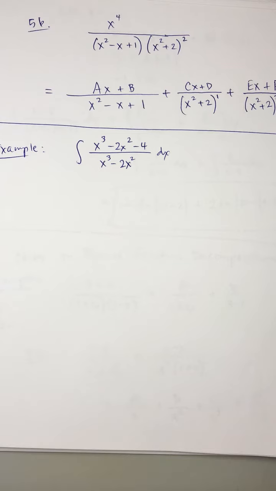On all the previous problems I worked, the degree of the numerator was smaller than the degree of the denominator, and we just kind of went right to work on it. This one, the degrees are the same. If the degrees are the same, or if the degree of the numerator is bigger than the degree of the denominator, then your first step is long division.